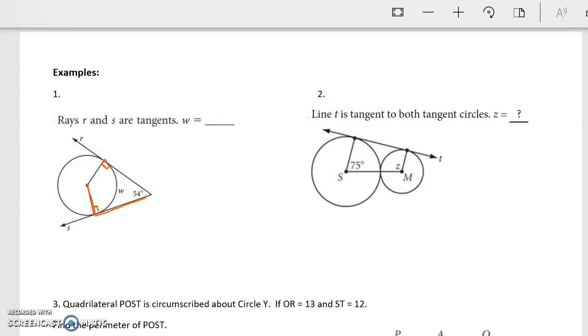This shape formed is a kite. We just talked about that. And a kite is a quadrilateral, and of course it has to sum to 360. So if I do 90 plus 90, or 180, plus 54, and then I go ahead and subtract that from 360, that is going to give me the measure of this angle here, which is 126 degrees.